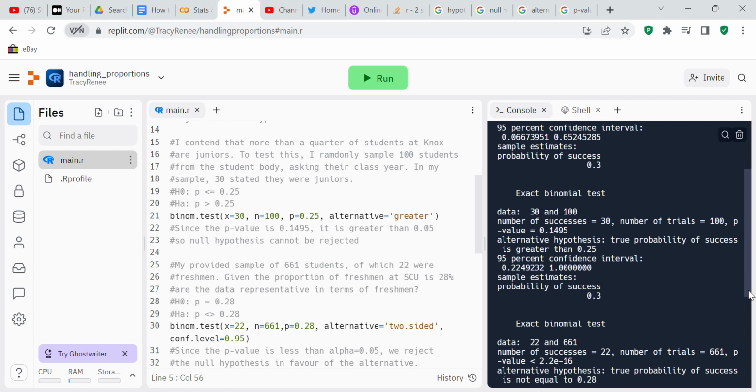And so the formula in R we use is binom.test(x = 30, n = 100, p = 0.25, alternative = "greater"), and we have a p-value of 0.1495. And since the p-value is 0.1495, it is greater than 0.05, so the null hypothesis cannot be rejected. So that means they accepted the null hypothesis.